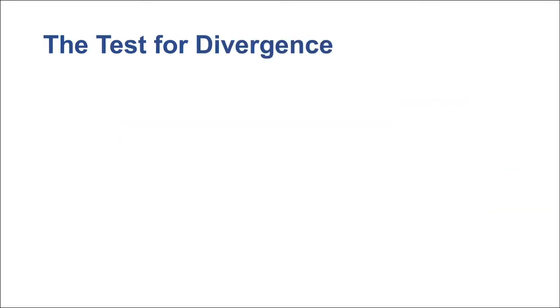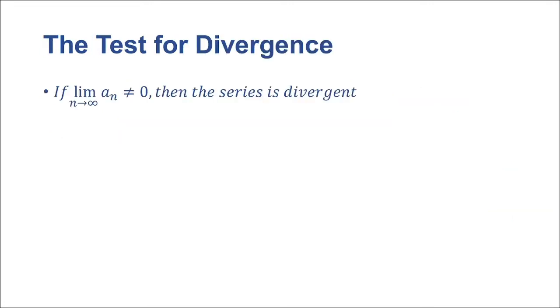So we also briefly touched upon the test for divergence yesterday. That said that if the limit as n approaches infinity of a sub n is not 0, then the series diverges. So that's an easy way. This doesn't only apply to geometric series, but if I have any series, I can plug a sub n into a limit as n approaches infinity, and if that isn't 0, then we diverge. Now this is probably the most useful test that we use in sequences and series.